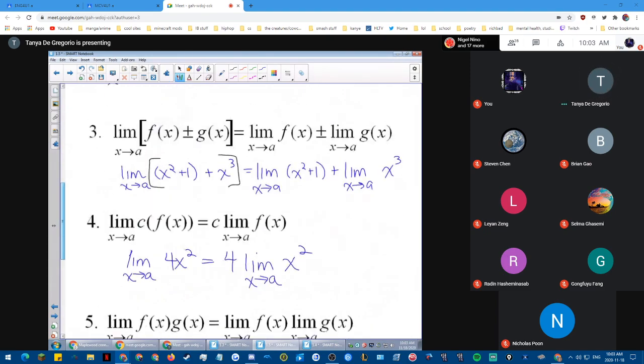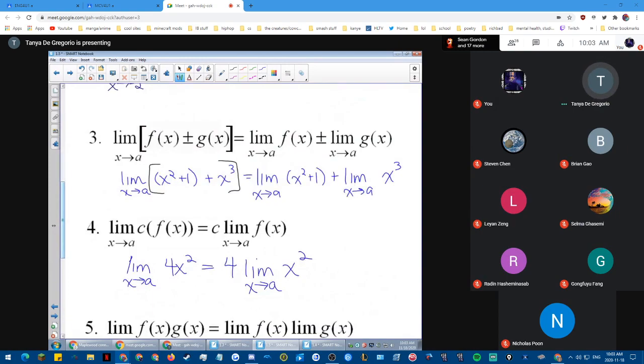Number 3. These are two properties put together. Okay, guys? The limit as x approaches a, when you're adding two functions, is the same thing as taking the limit of one of your functions and then adding it to the second. So, limit as x approaches a of f of x plus limit as x approaches a of g of x. Okay? It's the same thing. So you can separate your limits. And the same thing with subtraction. So if I have the limit of f of x minus g of x, that's two separate functions, I can separate the limit.